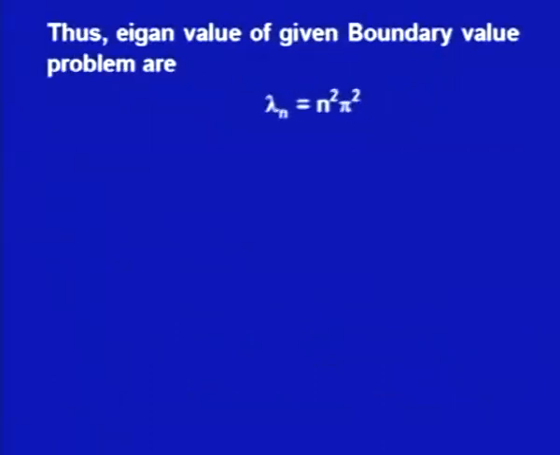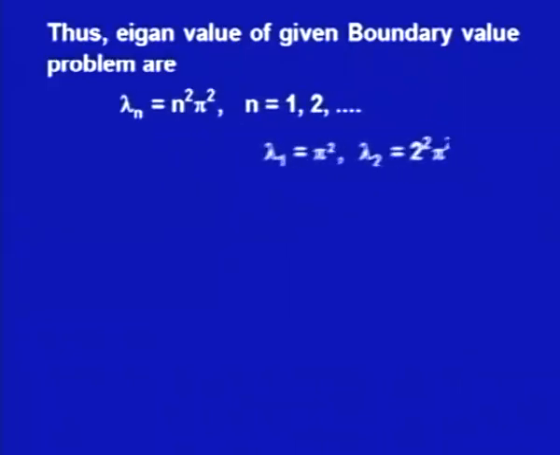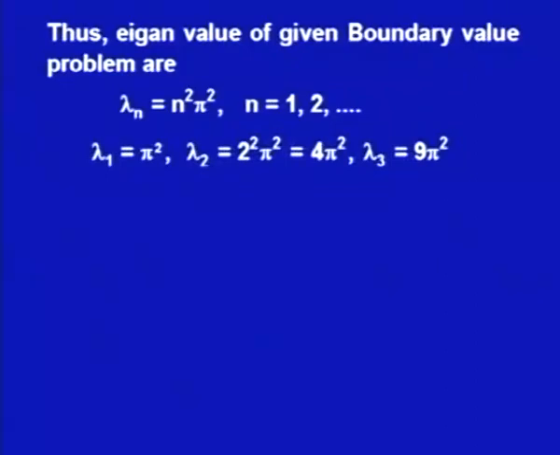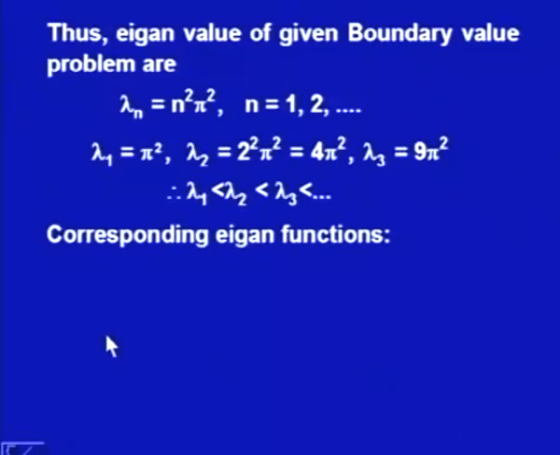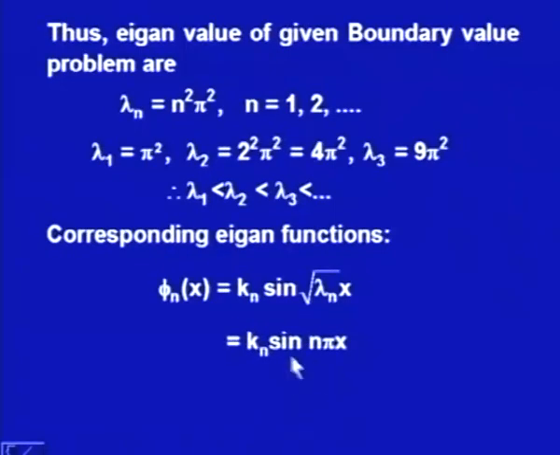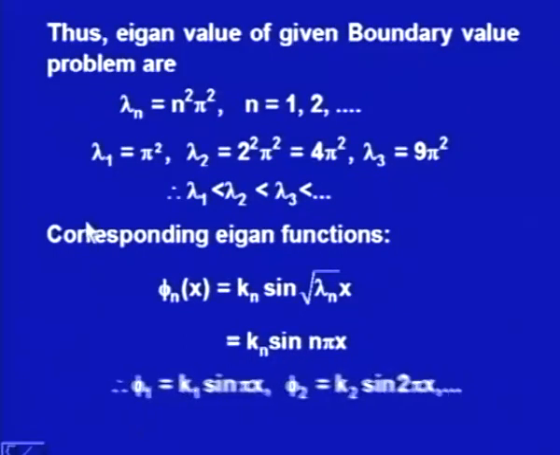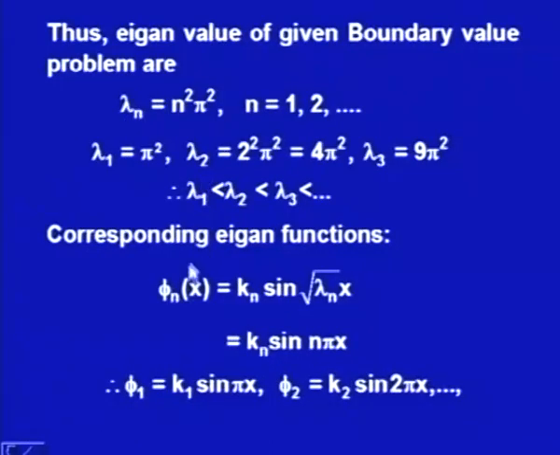So, eigenvalues of the given boundary value problem are n square pi square, that is pi square, 4 pi square and so on, and that is how we had ordered them. Pi square is certainly smaller than 4 pi square, is certainly smaller than 9 pi square and so on. So, we can order them. Corresponding eigenfunctions are k n sin root lambda n x, just now we had found it out. Root lambda n should be n pi, so k n sin n pi x. Let us take the first two eigenvalues lambda 1 and lambda 2, and the first two corresponding eigenfunctions k 1 sin pi x and k 2 sin 2 pi x.